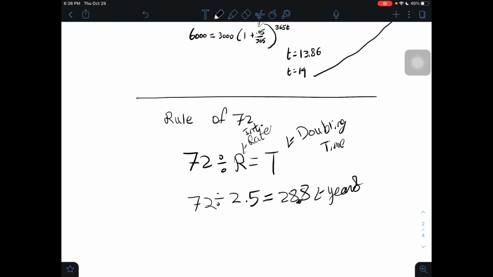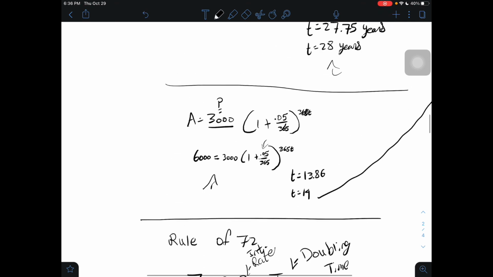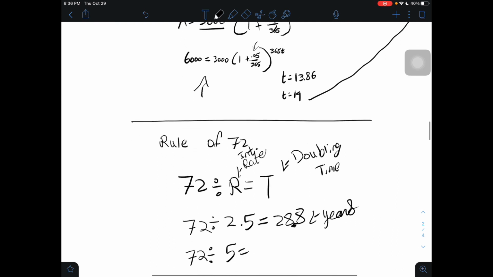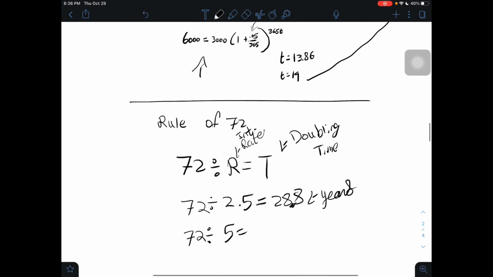Now we're going to do the same thing. We're going to do 72 divided by 5, because in this second one we had an interest rate of 5%. Everything else stayed the same. Our compounds were increased. We're just looking for doubling time, so we're just going to be using our interest. That's all the equation is asking for. So we have 72 divided by 5. 72 divided by 5 is about 14.4 years.